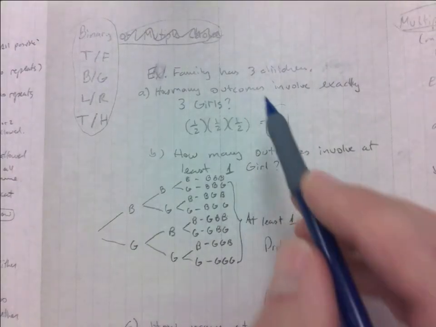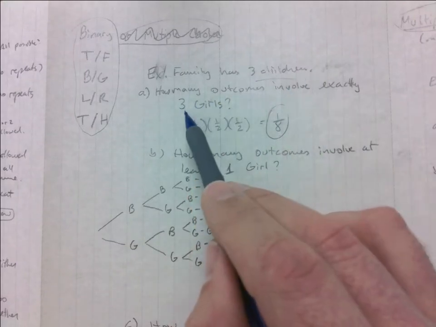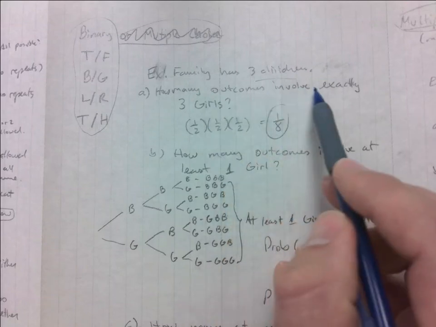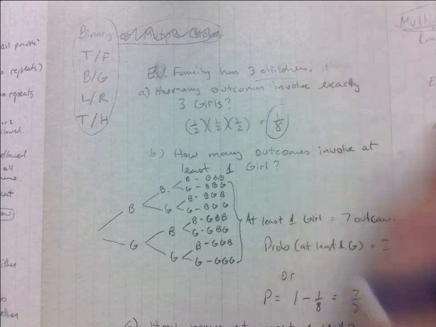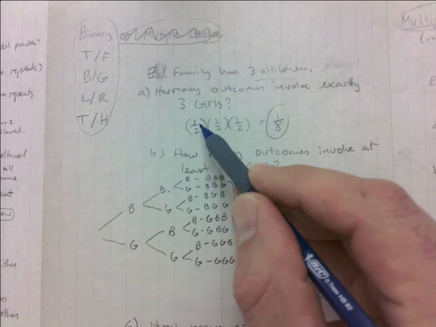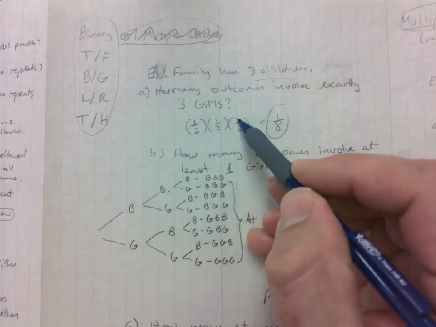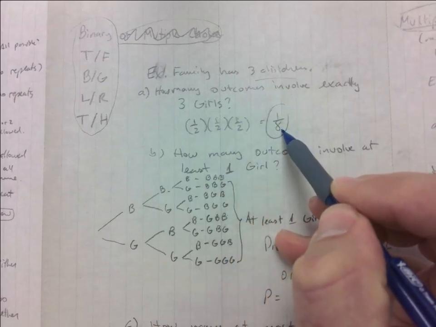But let's say a family has 3 children. How many outcomes involve exactly 3 girls? If it says exactly, or just involve 3 girls, not at least, then it would be a 1 out of 2 chance for the first one, 1 out of 2 for the second one, 1 out of 2 for the third one. You multiply the tops and the bottoms, and then you get 1 over 8.